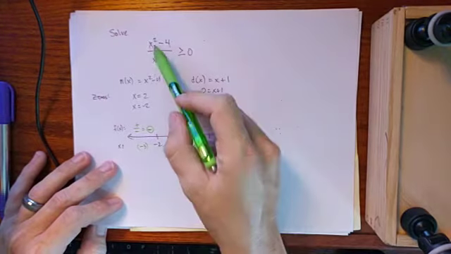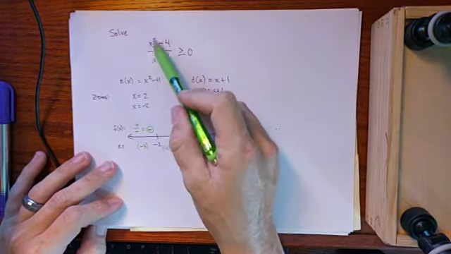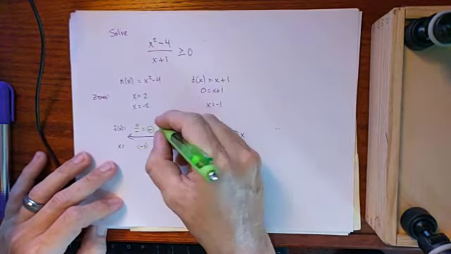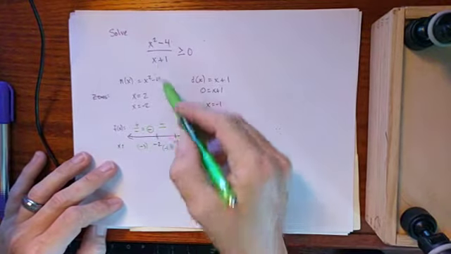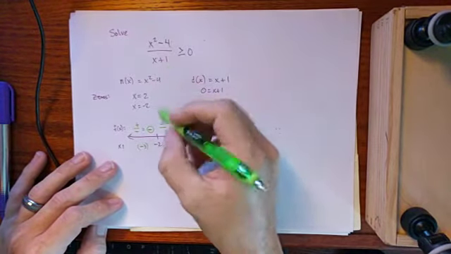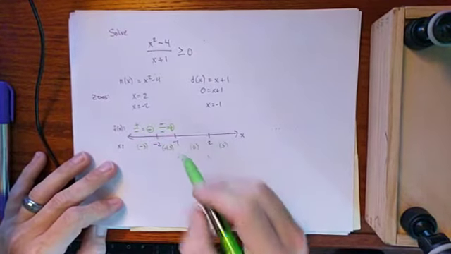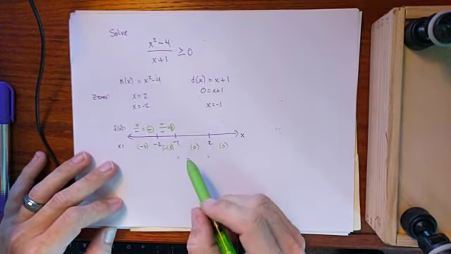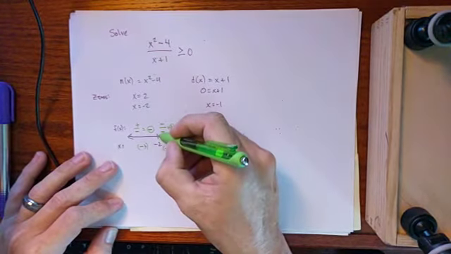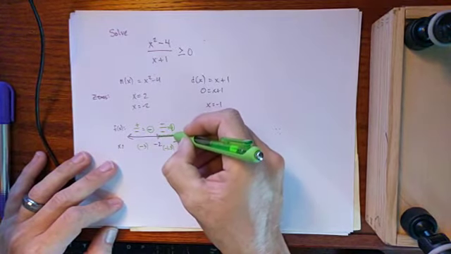If I put negative 1.5 in here, I get 2.25 minus 4, which is negative. And then negative 1.5 plus 1 is negative. When I divide two negatives, I get a positive. And so these numbers are good, right? So I'm going to color in at least the interior of the interval here.